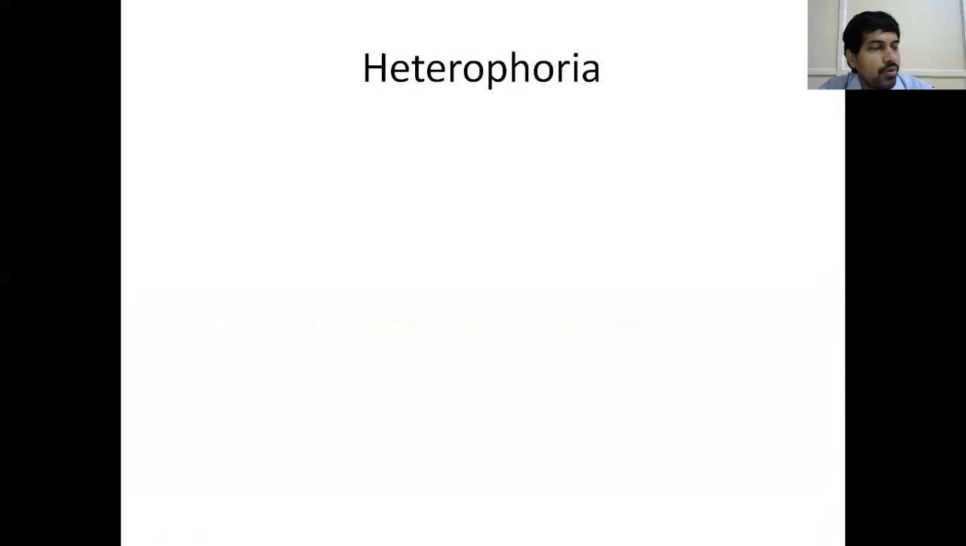Heterophoria means what I told you. It is a latent squint. Latent squint means when you look straight, it appears as if the person is normal. Only when you perform some particular tests, the heterophoria will become manifest and you can notice a deviation of the eye. Otherwise, because of binocular single vision, both the eyes will be kept straight.